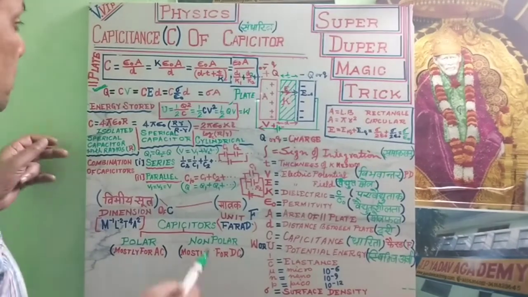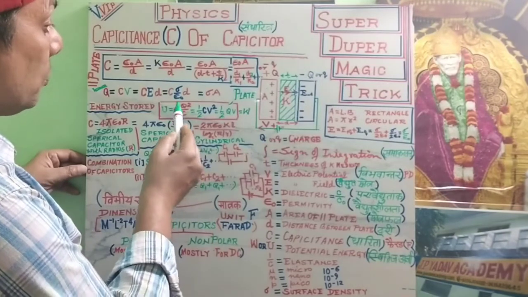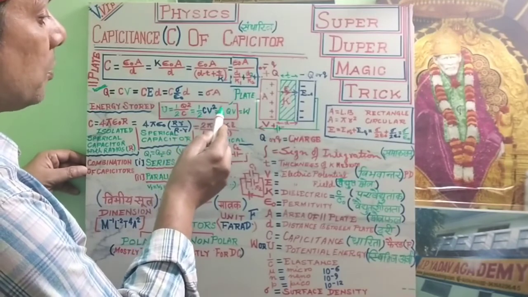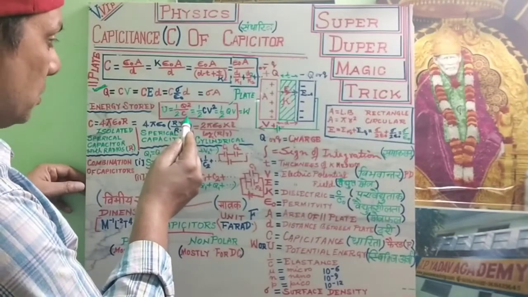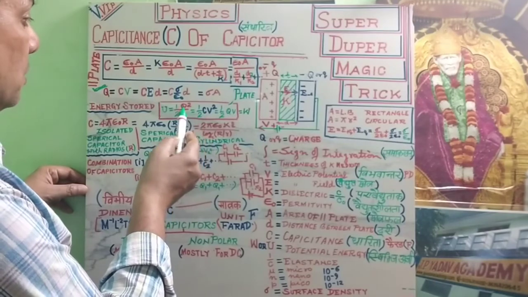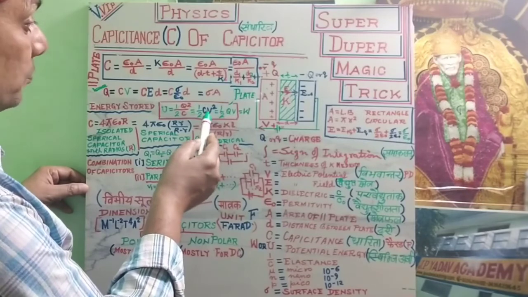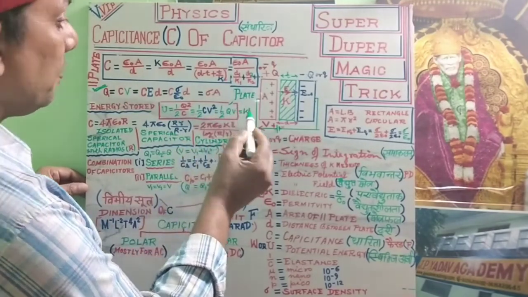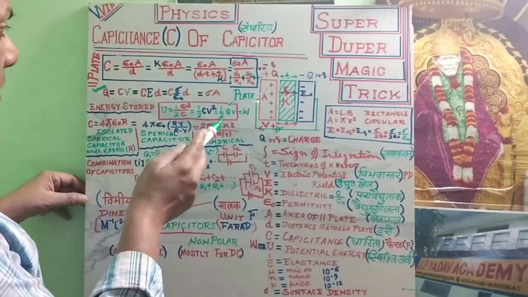Now energy stored in the capacitor, represented by U or W, equals half Q square by C, equals half CV square, equals half QV. This is easily derived with the help of integration, and the other values are obtained by putting Q equal to CV, and again C equal to Q by V in the second to obtain the third equation. Okay, this is our energy stored in a parallel plate capacitor.